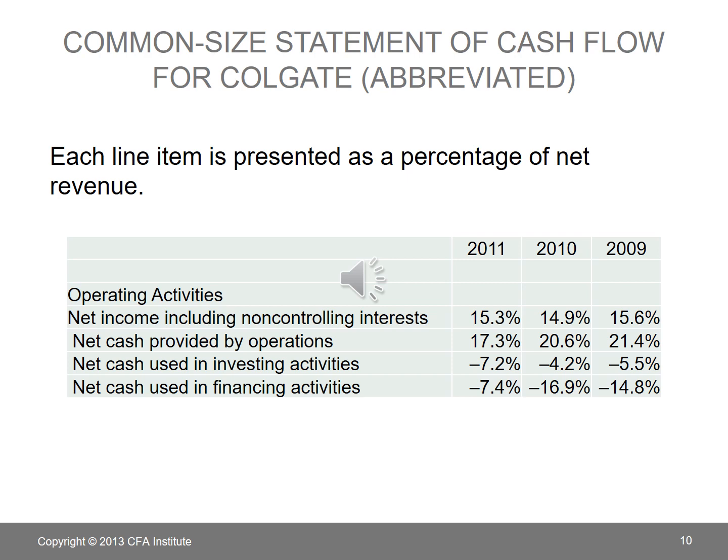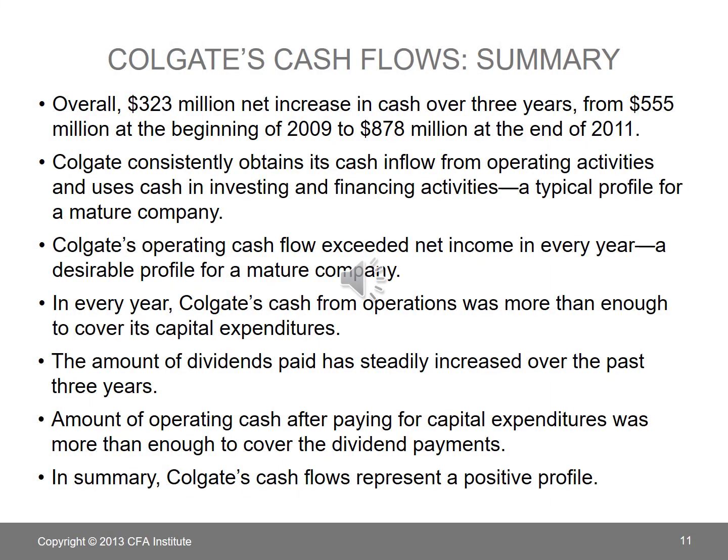This is due mainly to reflect the net debt proceeds and the lower amount of share repurchases carried out that year. Now, based on our previous discussion, we can formulate a summary of Colgate's cash flows, and in that summary, we can conclude that overall there was a 323 million net increase in cash over 3 years, from 555 million at the beginning of 2009 to 878 million at the end of 2011.